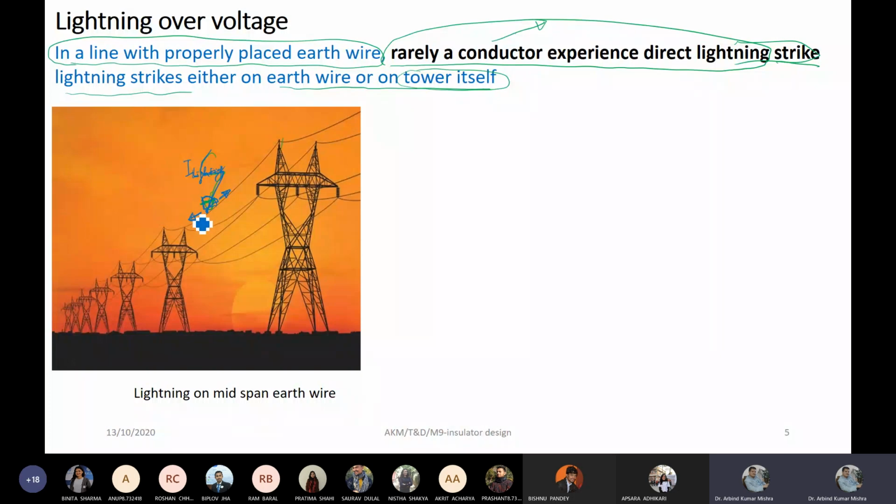You might have studied the traveling wave: when a high frequency wave travels through a conductor, the impedance offered for that wave is not the line impedance but the surge impedance, or characteristic impedance. So the impedance offered to this lightning current, when it moves in either this direction or this direction, will be the characteristic impedance of the earth wire.